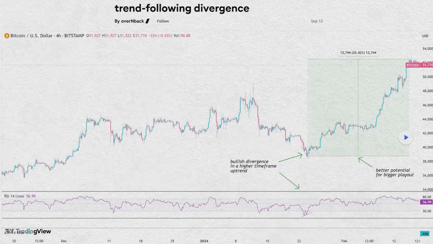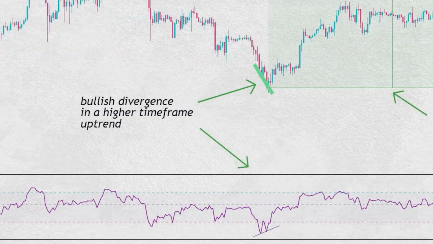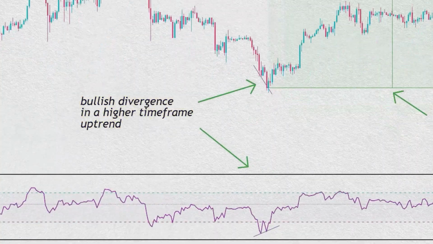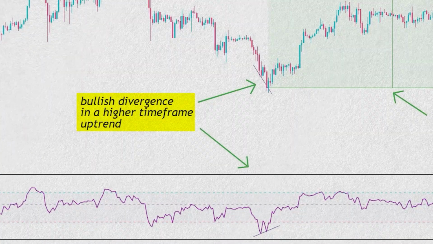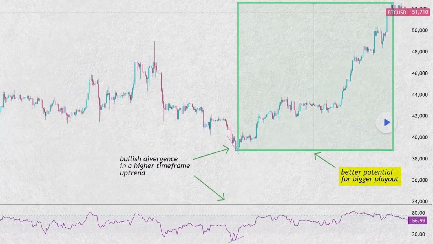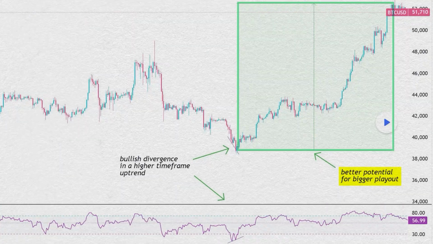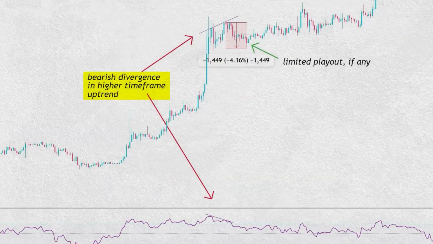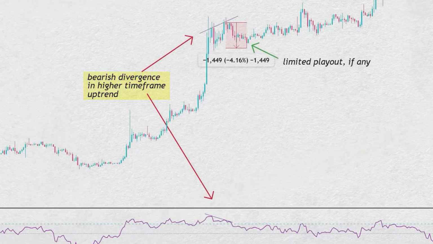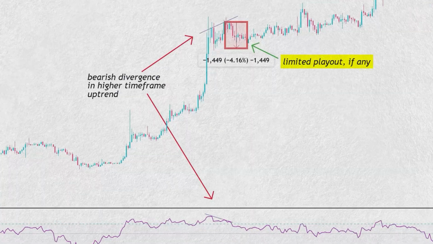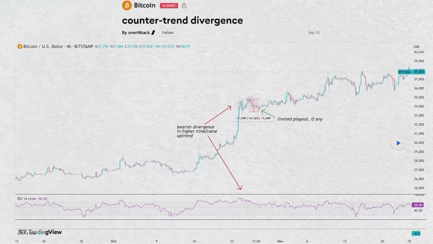Another important consideration for divergences is whether they are following the overall trend or are counter trend. As the saying goes, the trend is your friend. Divergences that are following the overall higher time frame trend, such as a bullish divergence forming in an overall uptrend, tend to have potential for bigger moves towards the upside. On the other hand, divergences that go against the trend, such as a bearish divergence in an overall uptrend, will typically have smaller moves towards the downside while also being more likely to fail.